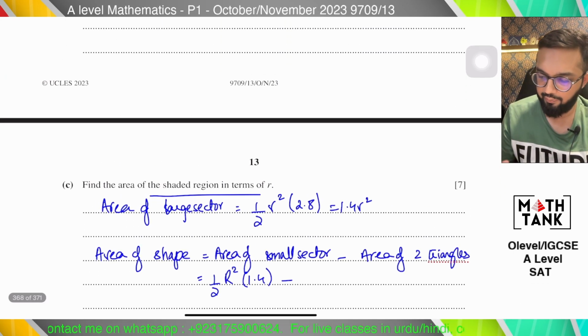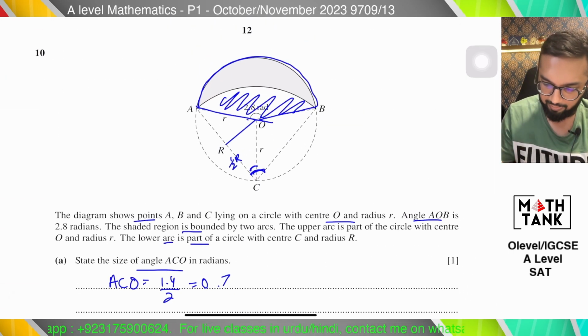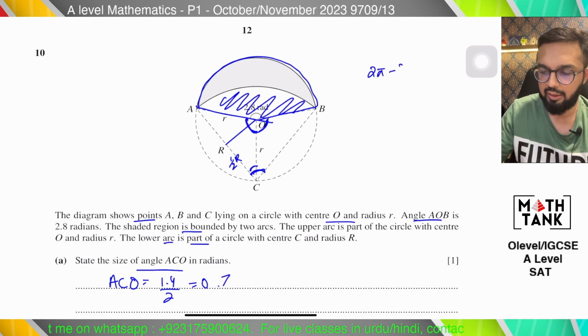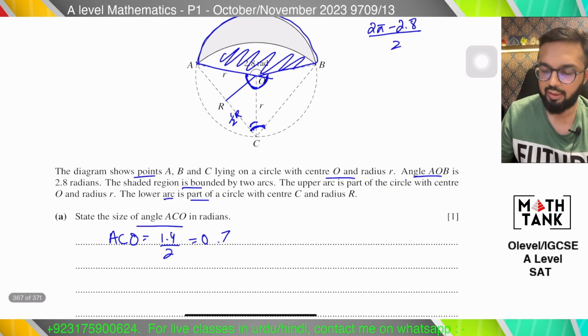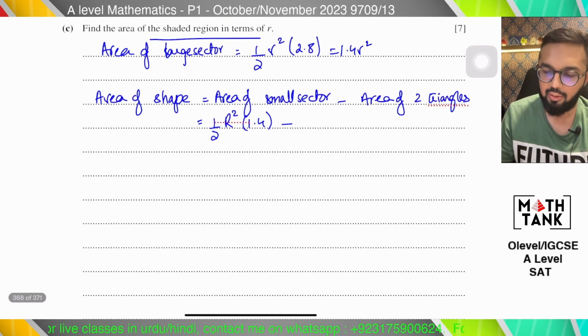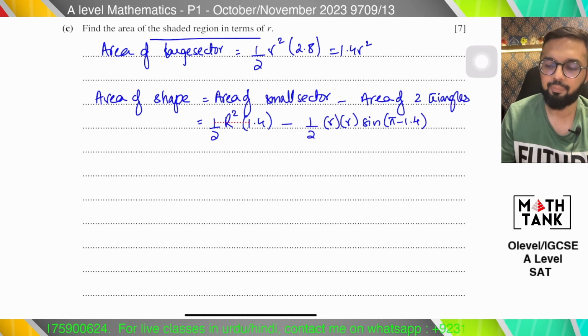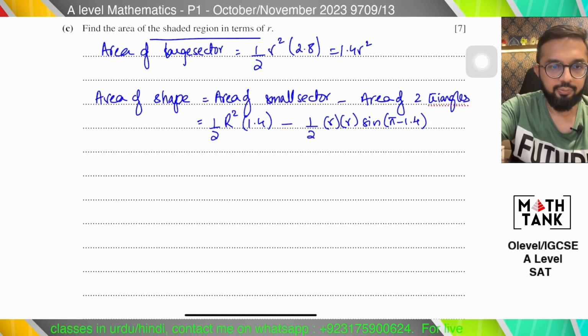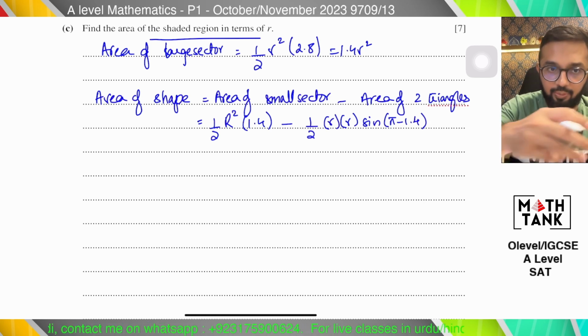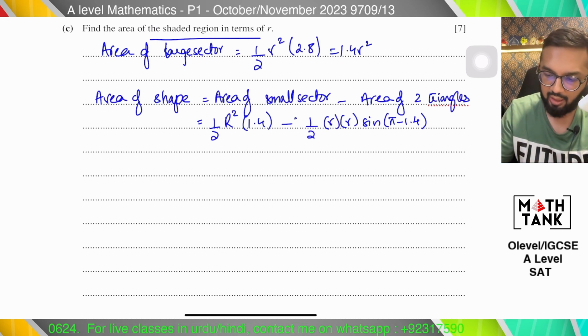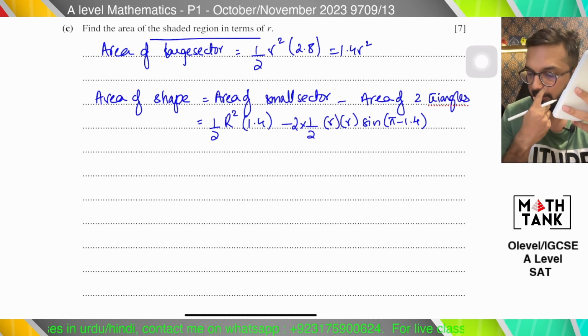And let's talk about the area of two triangles. The area of the two triangles can be found by keeping this as equal on both sides. So that's going to be 2 pi minus 2.8 divided by 2, which is basically pi minus 1.4. So I'm going to say half a b sine of pi minus 1.4. Okay, I think that should work. There are various ways to do this question. Not necessarily I'm doing one way of doing it, and there are two triangles, so just like 2. So 2 times half.